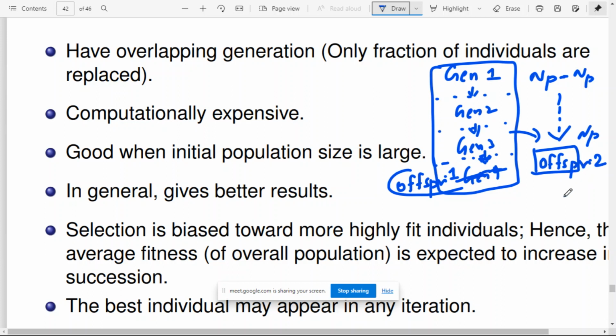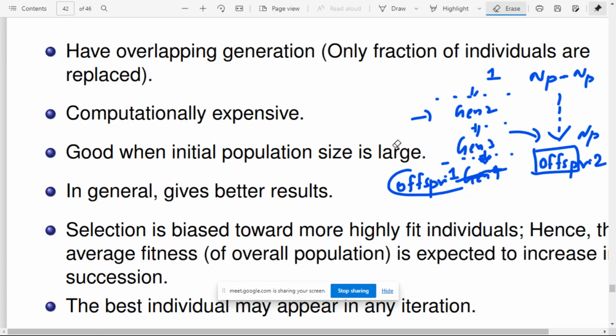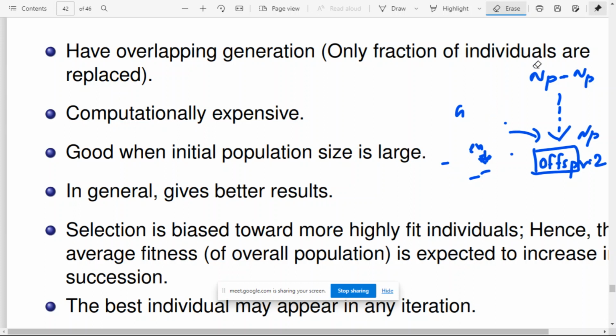Now this offspring 2 will replace which one? No, Akila. Now here, out of all these, which is the new generation? Offspring 1. Offspring 1 it will replace. Are you getting it? So like that it continues until it converges, right? So this is how the simple GA algorithm works.